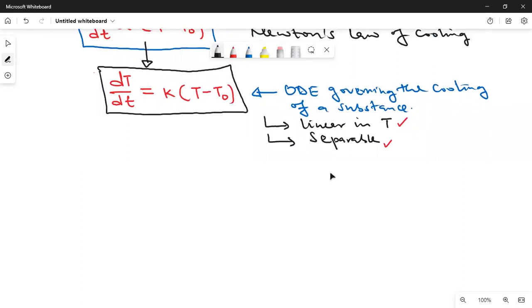As long as you know the room temperature and some conditions given, you should be able to solve such a question. Now, let me give you maybe two examples. We start with example 1.